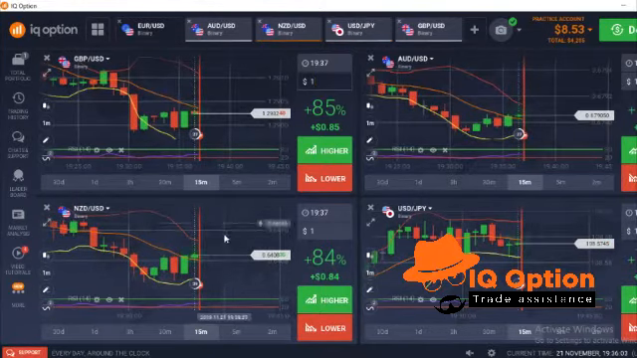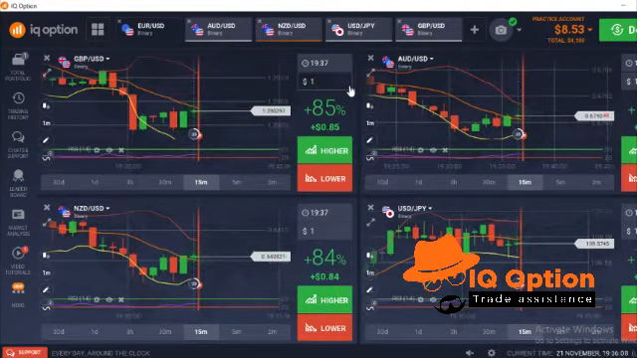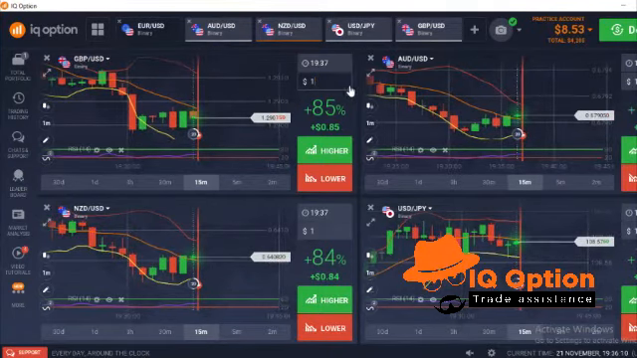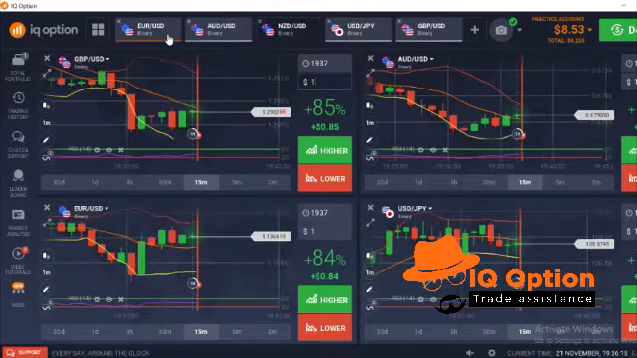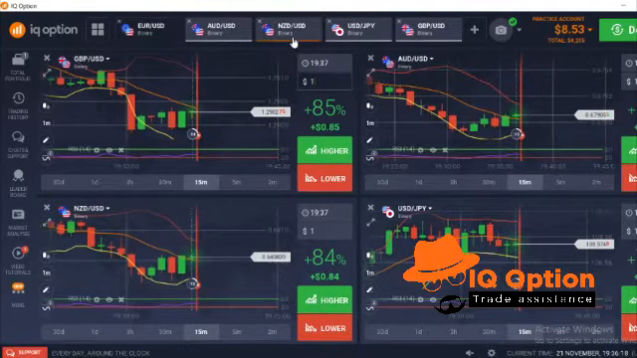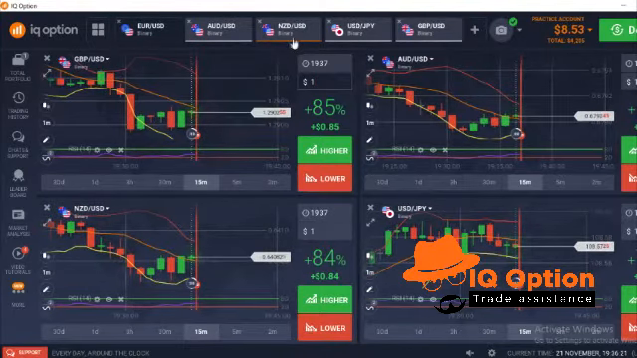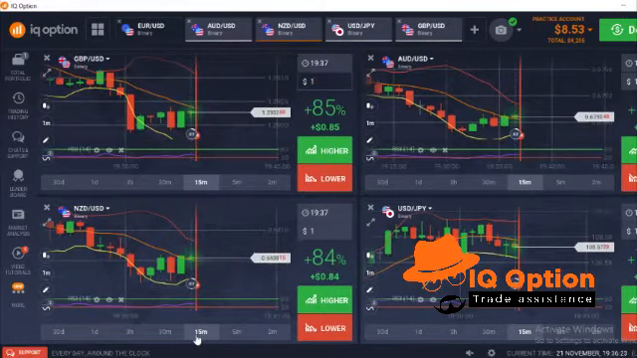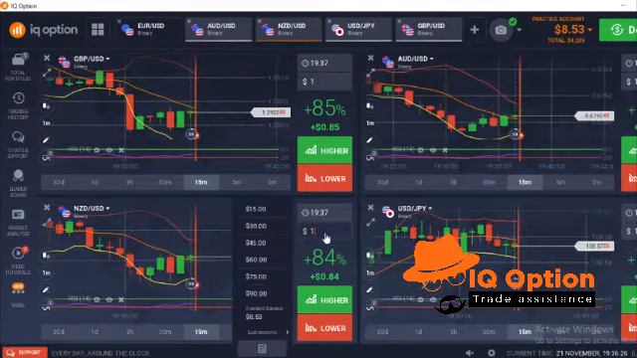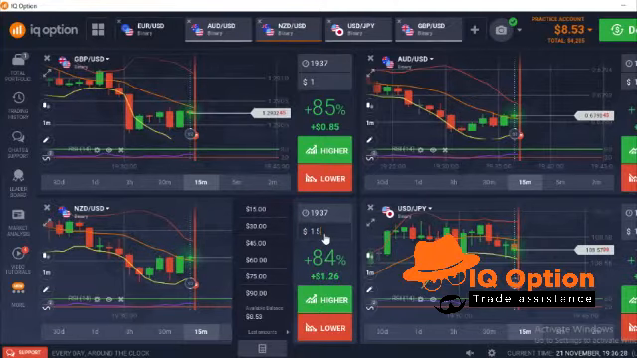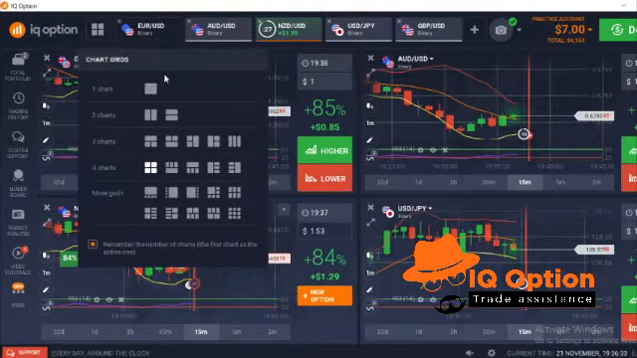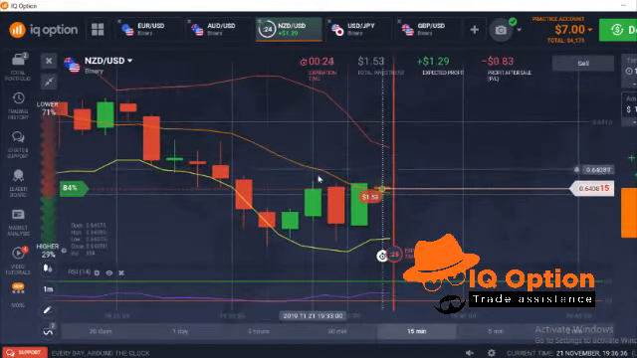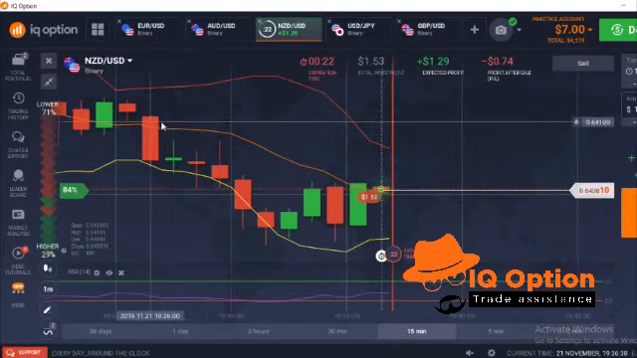I see no signal forming as yet. I have 4 charts open. No signal as yet. However, NZUSD seems to be a good signal.